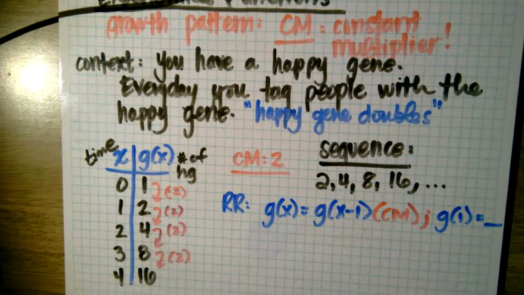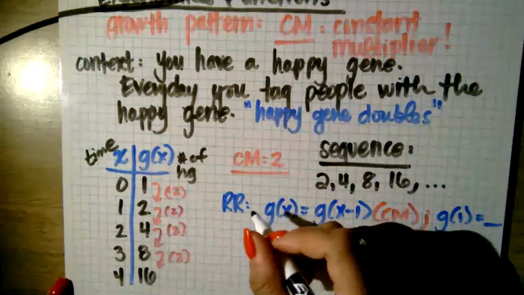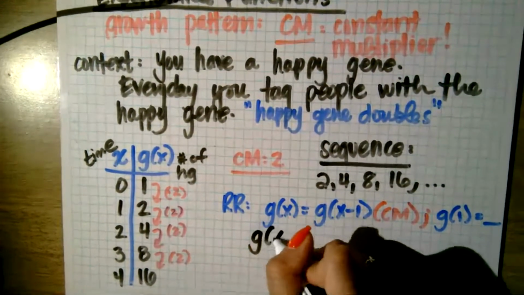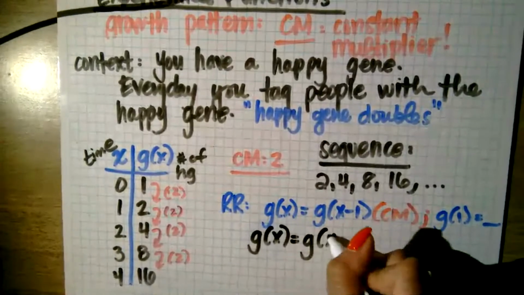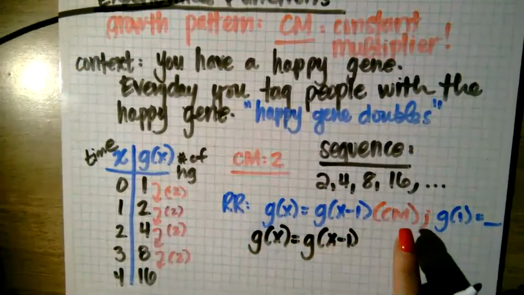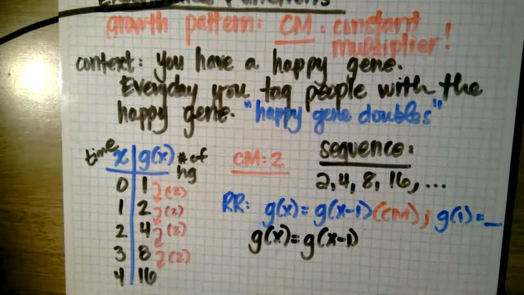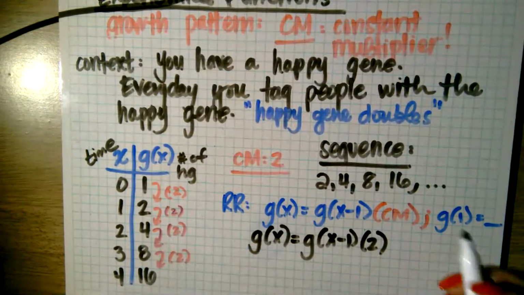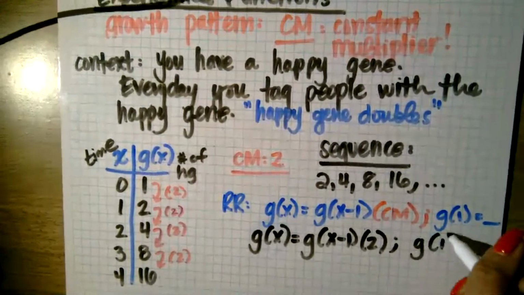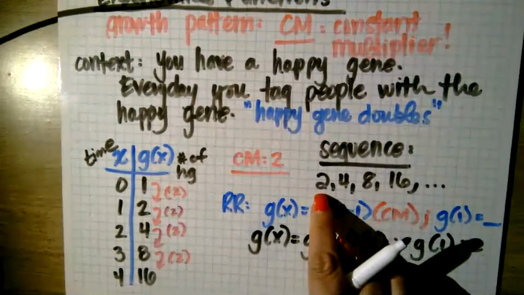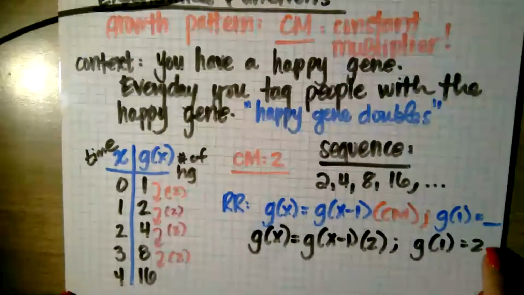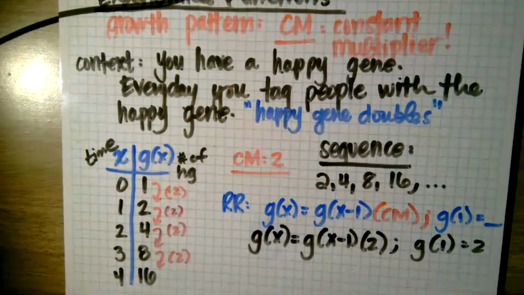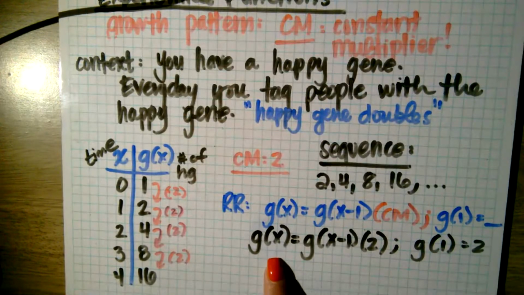So go ahead and build that recursive rule. I have g of x is equal to g of x minus 1. Remember, nothing changes, just the multiplier. I multiply by 2 because I have a multiplier of 2, given that g of 1 is 2, because that's the first output I'm looking for, and it's always the output that corresponds to 1. So let's see if that matches.